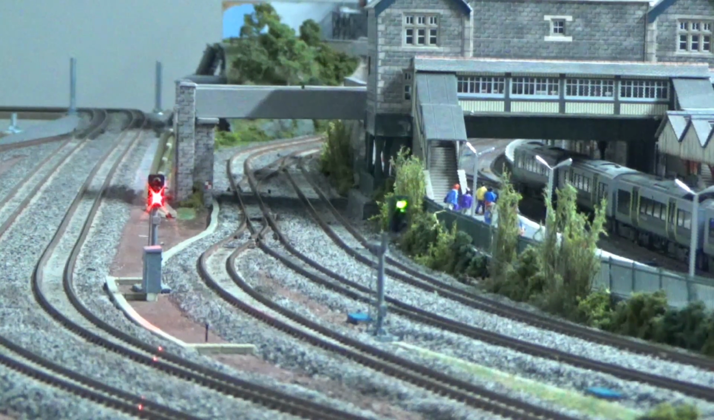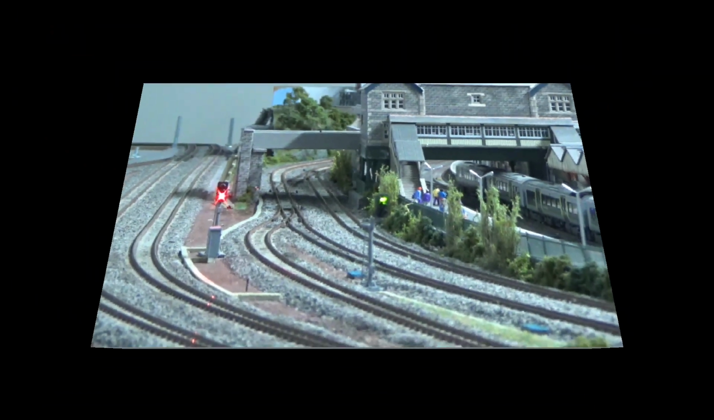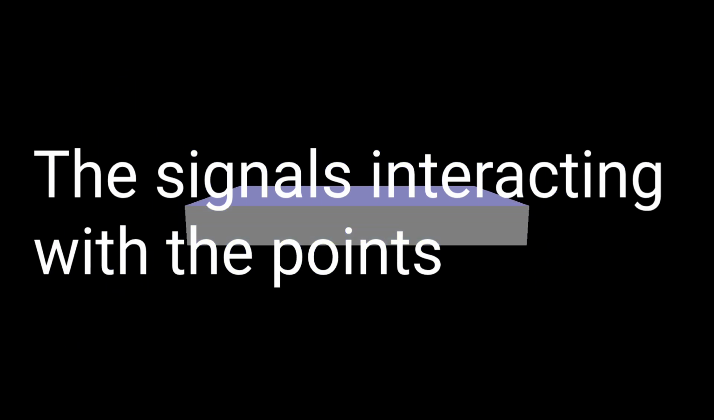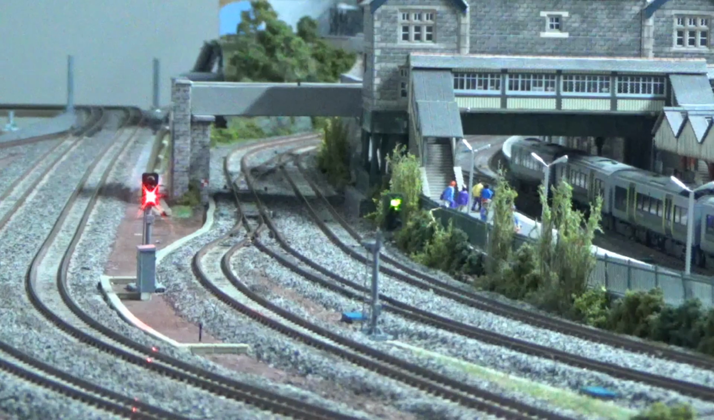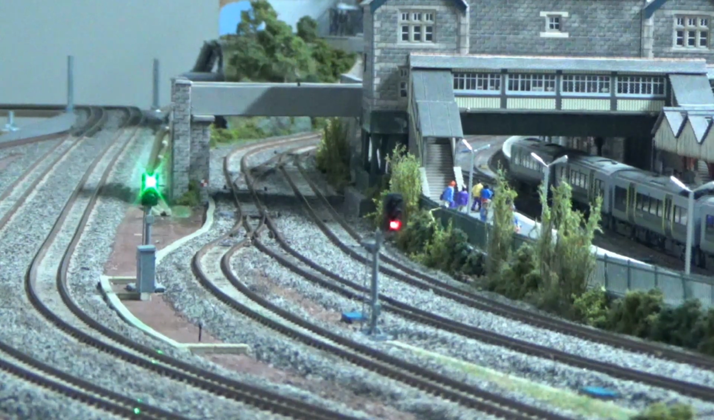So if I stop the train and then we actually watch what happens with that point when I change the point. So as I said earlier, the signals are locked to the point. So at the moment we have a green aspect on the main line, and when I change the point that's just in front of the road bridge, that should go back to red, and the other signal should clear to indicate that the route is open.